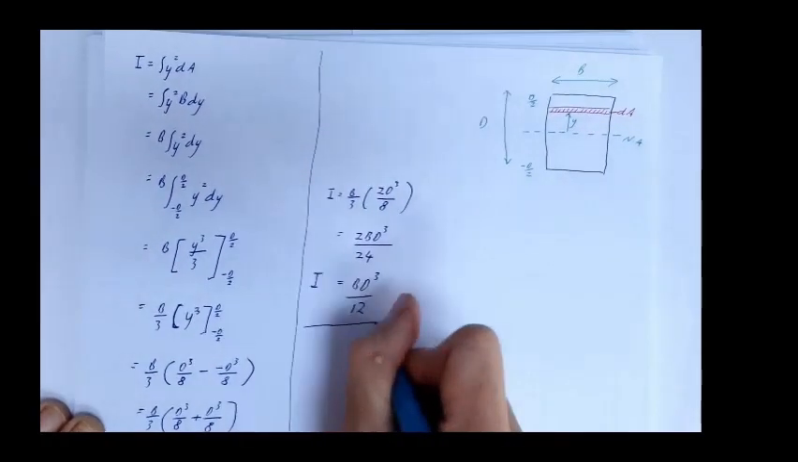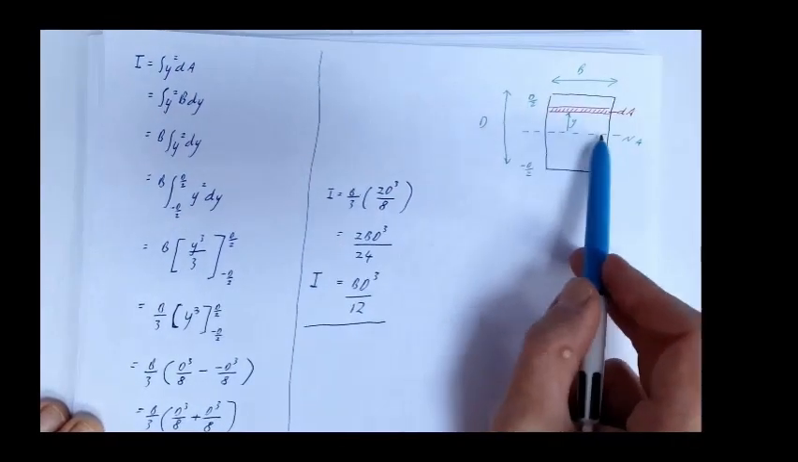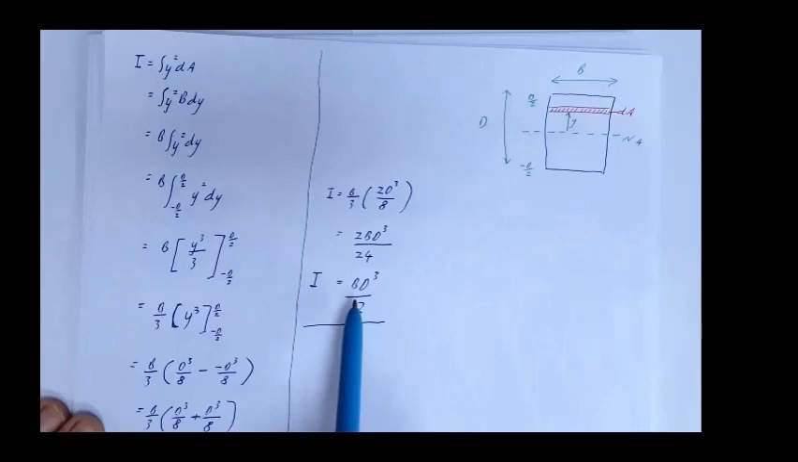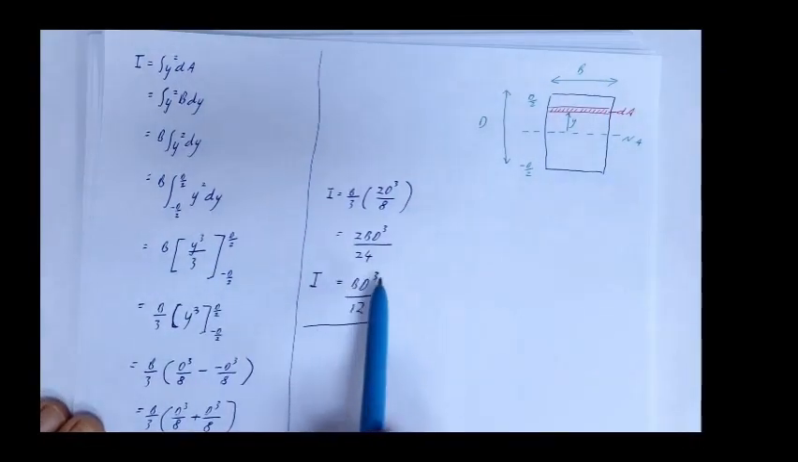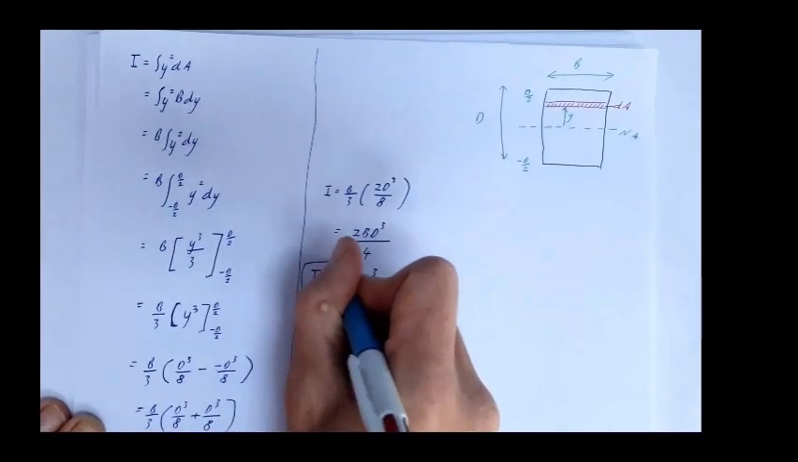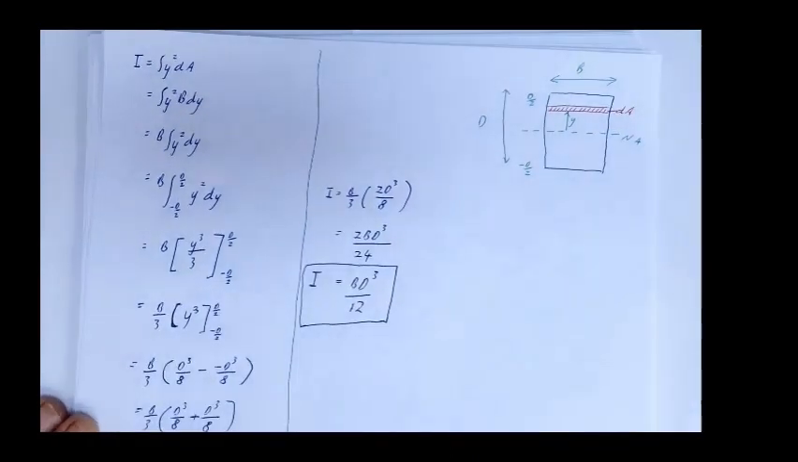So if we're calculating the second moment of area of a rectangle around the neutral axis between d over 2 and minus d over 2, and it's b meters wide, I is bd cubed over 12. And we're going to use that. We're going to use that a lot. Okay, so remember that, bd cubed over 12.